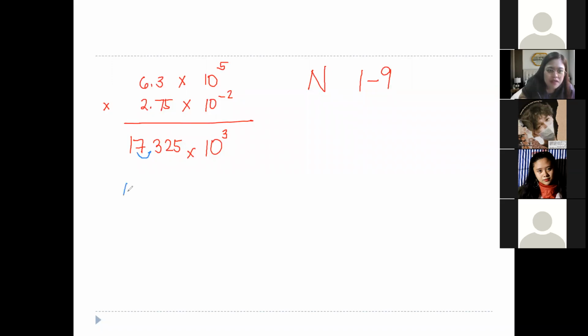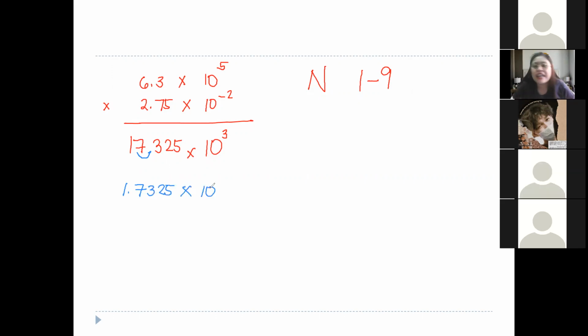Okay, so this becomes now 1.7325 times 10. What happened to the power of the exponent? Madagdagan ng 1 po. Add siya, ma'am. Exponent po ng 4. Okay, very good. Pag nag-move ka to the left and that is a positive na exponent, you will be adding into the exponent. So we move 1, so we just add 1 here. So this is now the correct answer. 1.7325 times 10 raised to the power of 4.